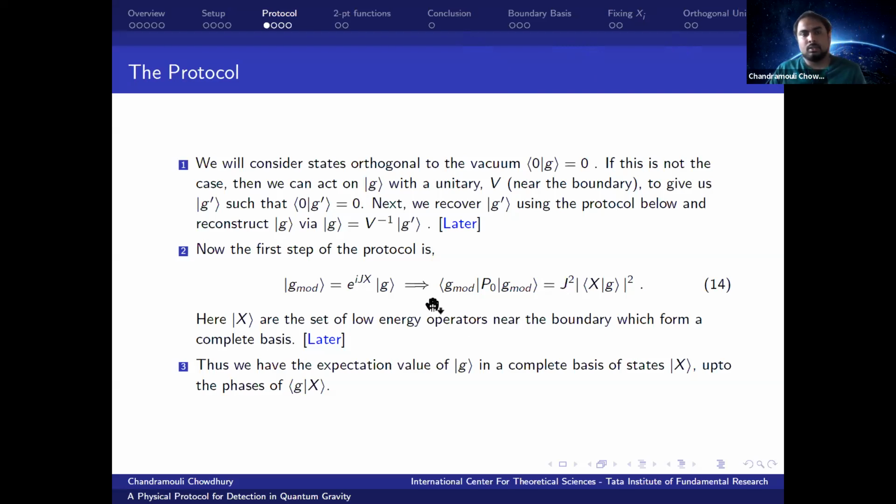Now, the protocol will be a series of steps which you would do in order to recover the state G. So the first thing that you can do is act on it with a unitary of this kind, which we've discussed already twice by now. And you can explicitly compute the energy of the state, and you'll get something of this form. This will fix the expectation value of G in a complete basis of states X up to the phase Gx. So notice that I'll be getting the mod square of this value. I won't really be getting the exact phase.